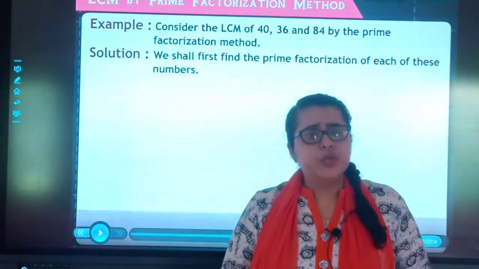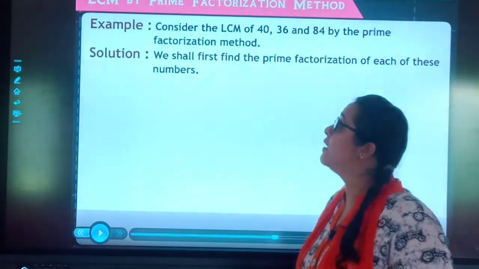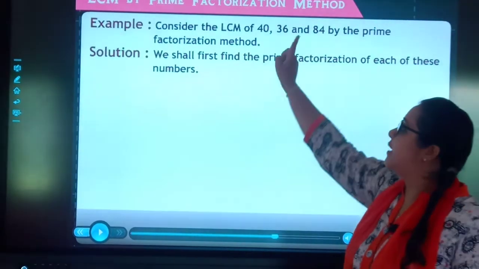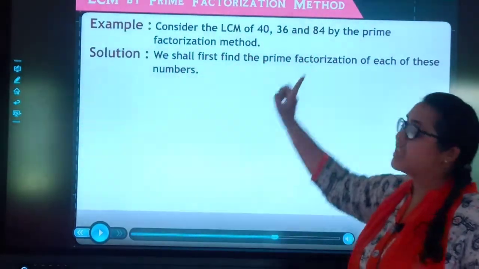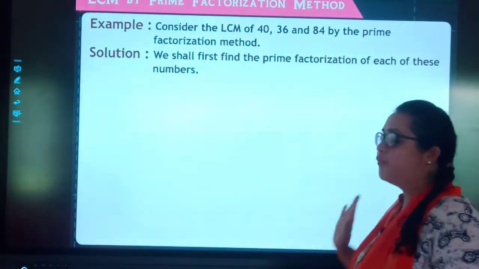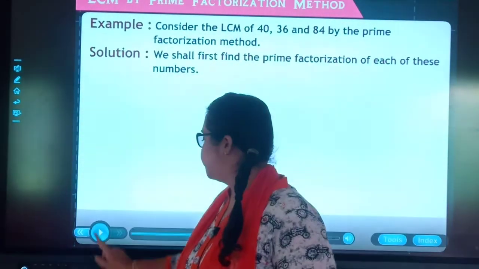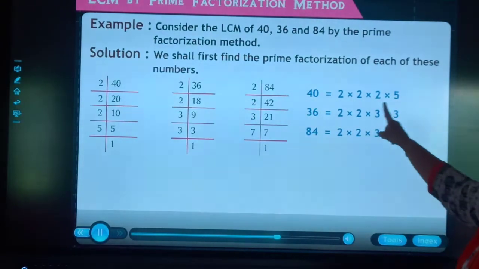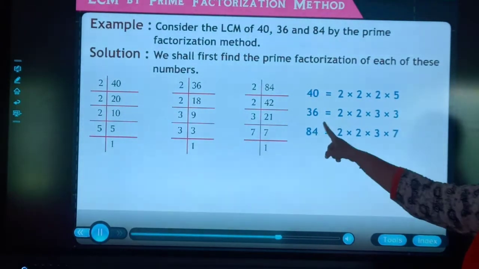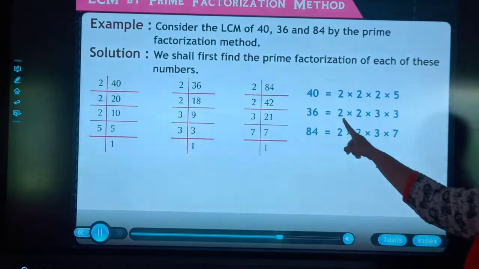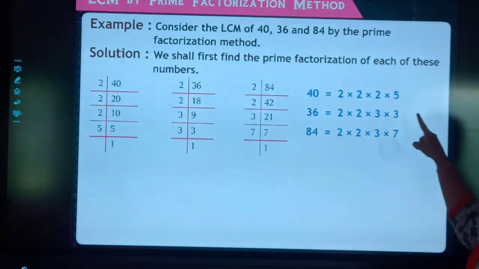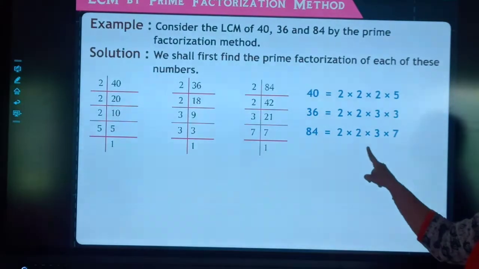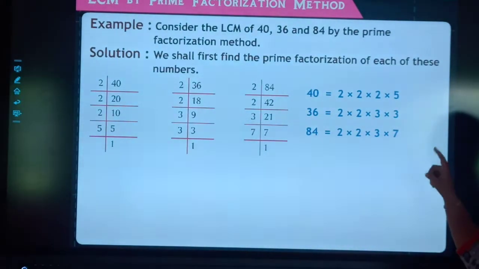In that, what you will do? You will be solving each one separately. Like आप पहले 40 को solve करोगे, फिर 36 को, फिर 84 को. Okay students? But 40 is equal to 2 into 2 into 2 into 5. 36 is equal to 2 into 2 into 3 into 3. 84 is equal to 2 into 2 into 3 into 7.